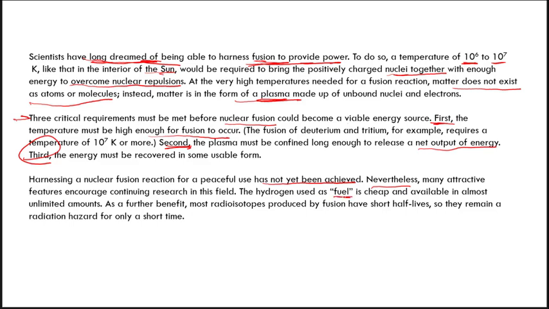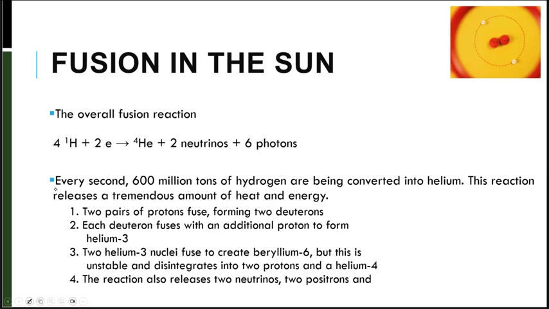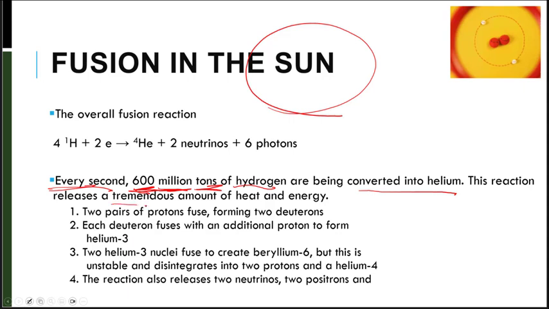The hydrogen used as fuel is cheap and available in almost unlimited amounts. As a further benefit, most radioisotopes produced by fusion have short half-lives, so they remain a radiation hazard for only a short time. Fun fact: every second, 600 million tons of hydrogen are being converted into helium by the sun. This reaction releases a tremendous amount of heat and energy.